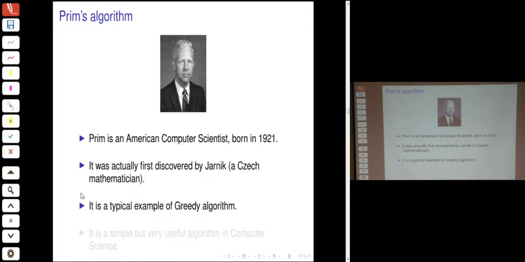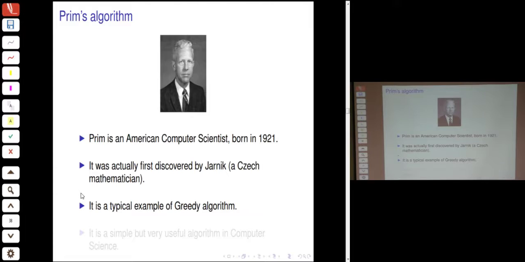Now this algorithm is a typical example of something called a greedy algorithm. I don't know if you've seen it in engineering, but in computer science, this is very common. So what does greedy mean? Greedy means greedy. For example, we want to find the minimum of something, right? So in the end, we want to find the minimum. The greedy algorithm will say, at every step, you try the minimum.